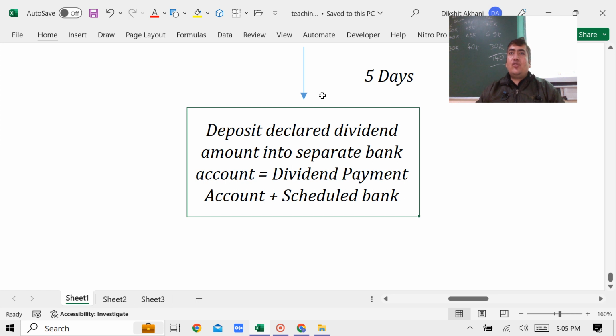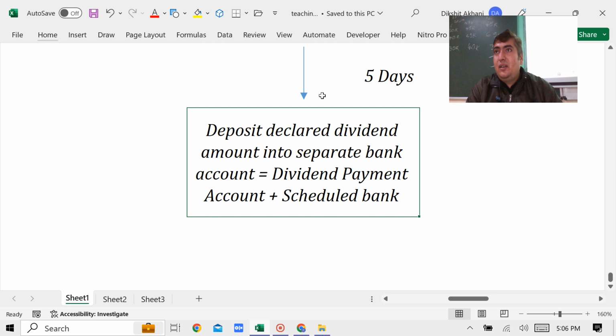By hook or crook, you have to arrange the cash. कैसे भी करके. Can you take a loan to pay dividend? Answer is yes, you can. If you want to dispose of some of your assets, please do that. But आपको कैसे भी करके cash arrange करनी पड़ेगी.